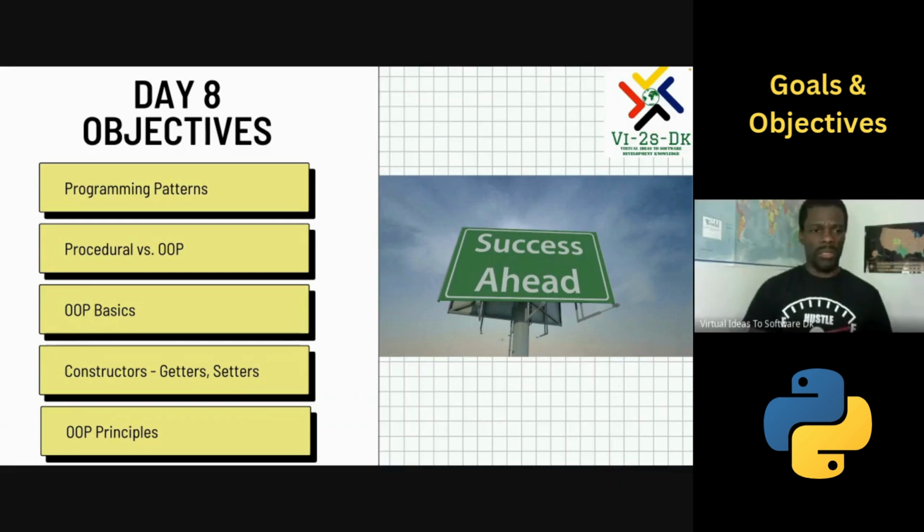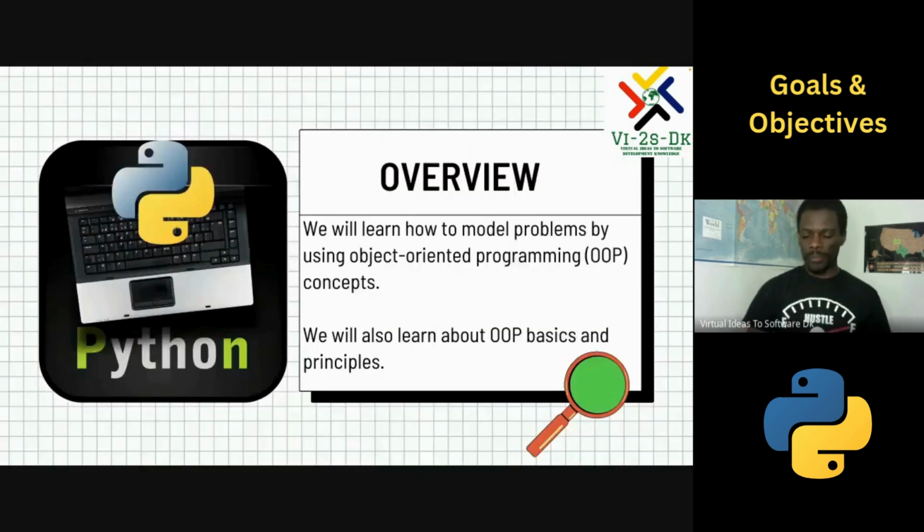We'll look at some basics of OOP. We'll look again at constructors, getters, and setters. That's part of the basics. And the principles of object-oriented programming. That actually goes a step beyond just the basics, but it's good to have these ideas out there, so when you see them in real life, you can approach them appropriately. So what are we going to look at in terms of the big picture? We'll learn how to model problems by using this OOP concept, get to know the basics and some of the principles that guide us to be able to be successful in this.